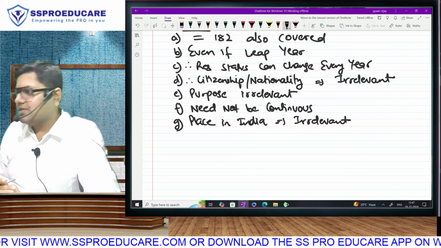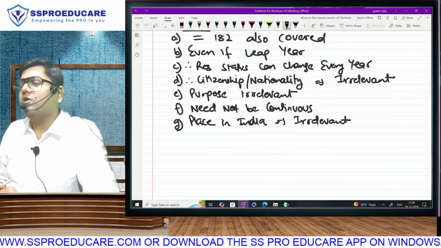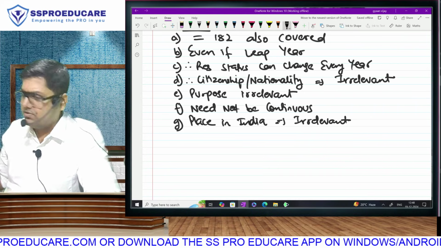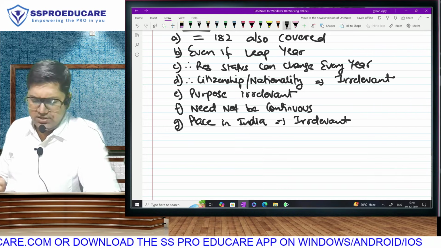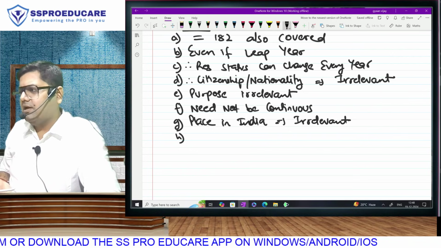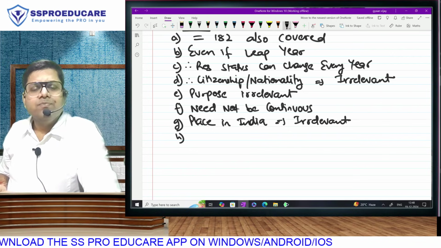Understood? So nationality is irrelevant. Within India, which place, that is also irrelevant. It need not be continuous. That is also clear. Everything is clear to you. Now comes the next question. The last 2 points are slightly big, but point 8 first, and by the end of point 9, if your doubt is not sorted, then I will take it.